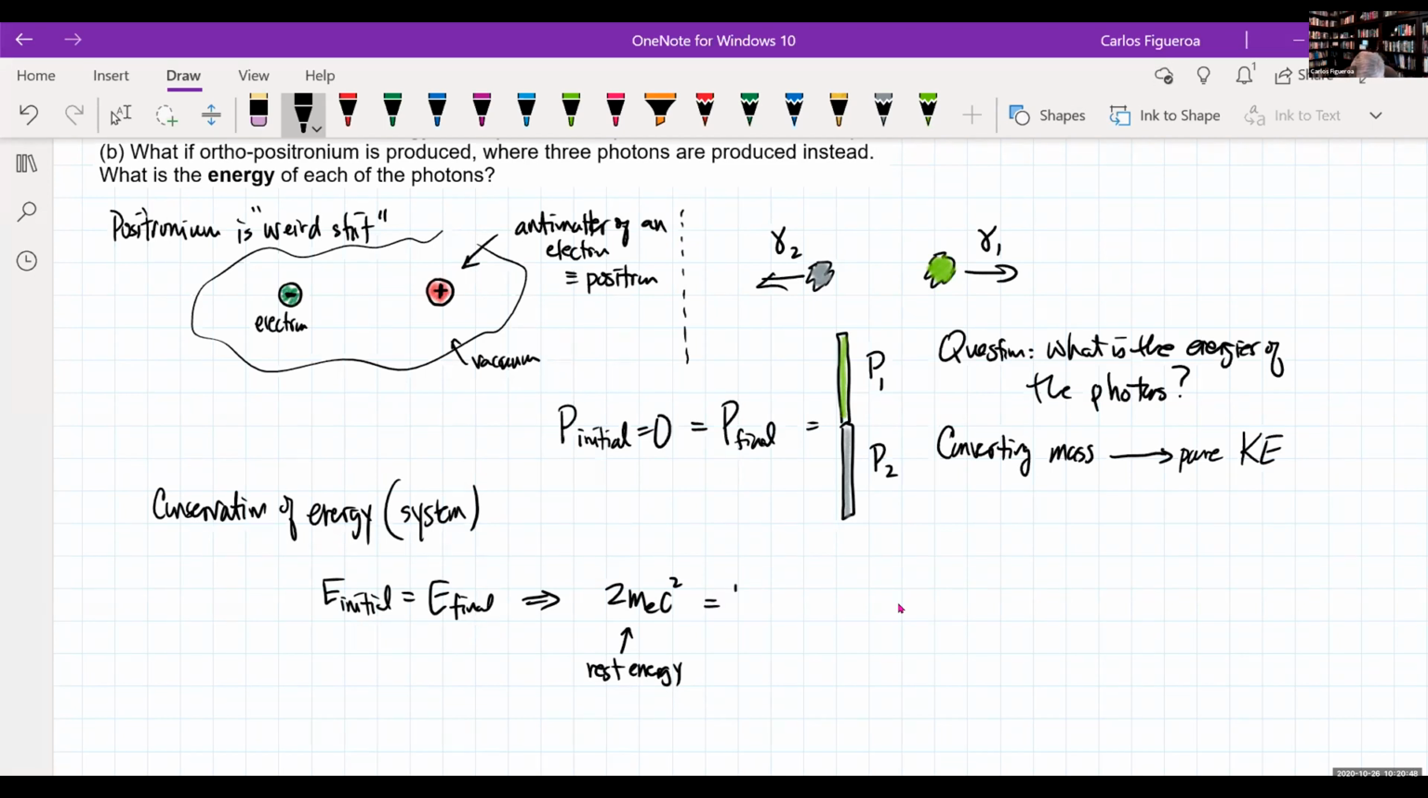And then afterwards, they have pure kinetic energy. But if it's pure kinetic energy, this really means that since they have equal and opposite momentums, then the energy implies that this guy should be exactly the same, where these guys have to be the same. So therefore, it's the same as one of these kinetic energies of these guys.